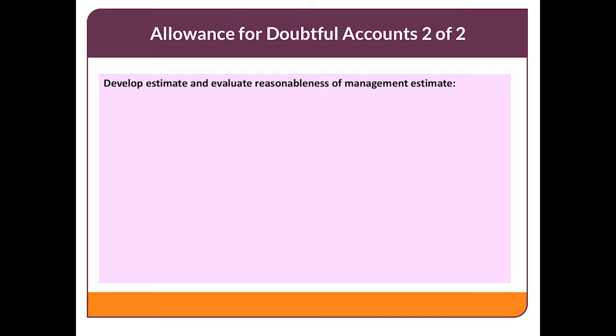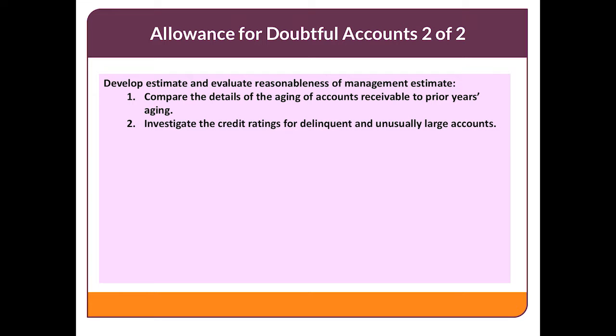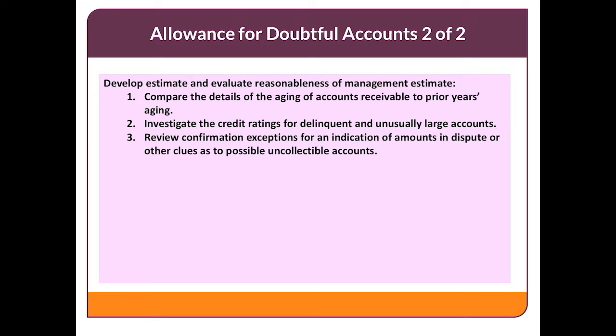In developing the estimate and evaluating the reasonableness of management's estimate: 1. Compare the details of the aging of accounts receivable to the prior year's aging. 2. Investigate the credit ratings for delinquent and unusually large accounts. 3. Review confirmation exceptions for an indication of amounts in dispute or other clues as to possible uncollectible accounts.